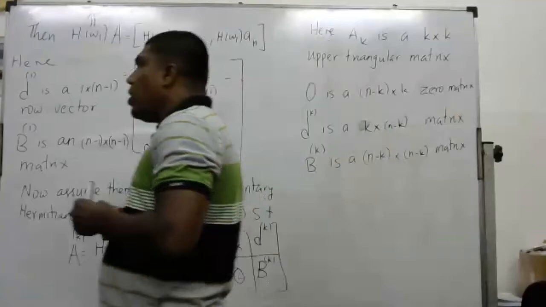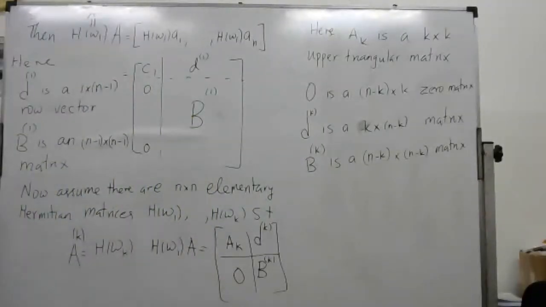Suppose we have done the first k steps successfully. Then we will get an upper triangular part on the first k columns. So the matrix Ak will be an upper triangular matrix of size k cross k, and 0 will be a matrix of all zeros filling the rest of the part below Ak, with n minus k rows and k columns.